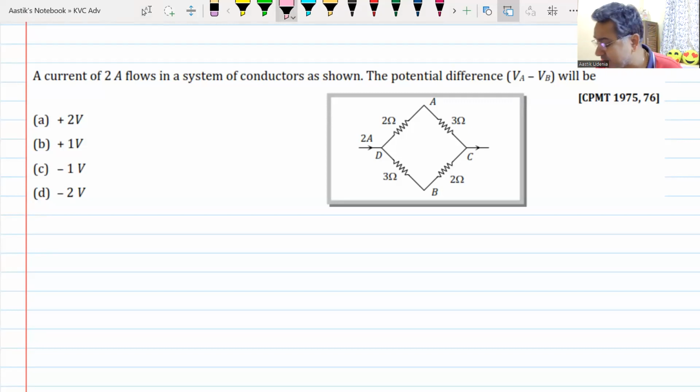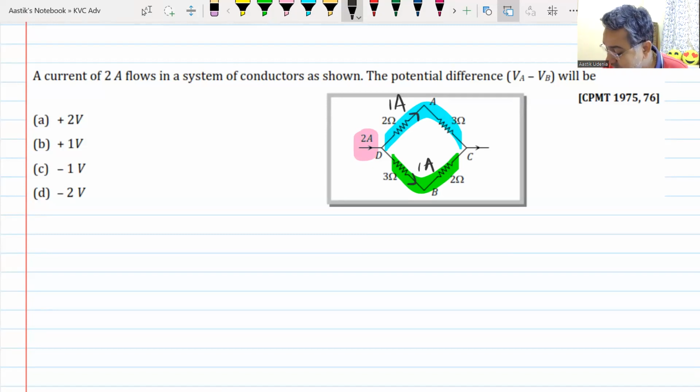Now, you should remember a simple thing. This is 2 ampere current. It will get divided between the two branches, but whether you talk about this blue branch or this green branch, both have the same resistance. So equal current will go, 1 ampere here and 1 ampere here. So I can write VD minus 2 into 1 will be equal to VA. Ohm's law or Kirchhoff law, whatever you call it. So I can write VD minus VA will be equal to 2 volts.